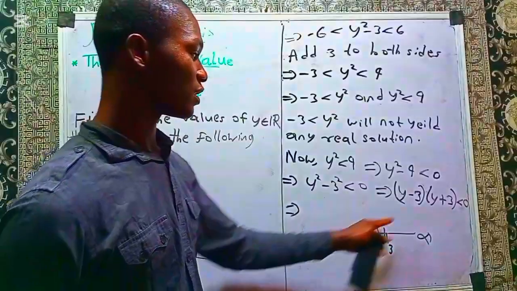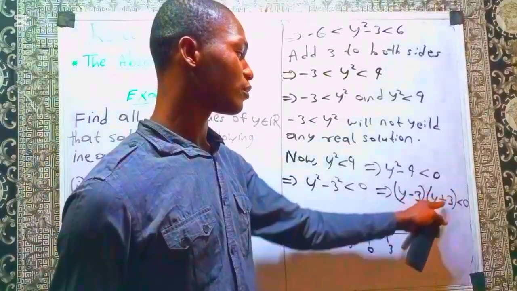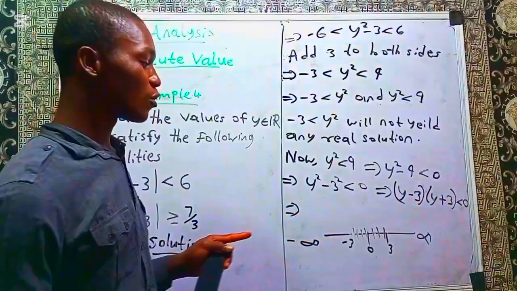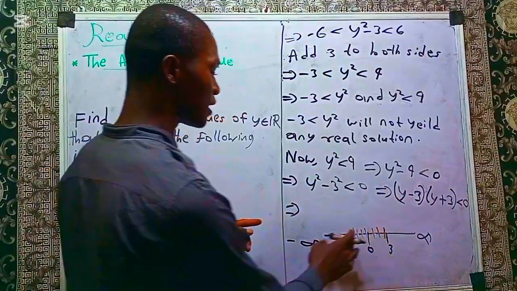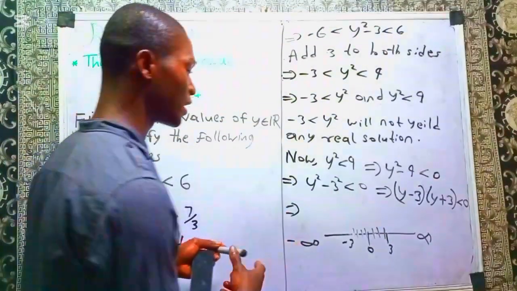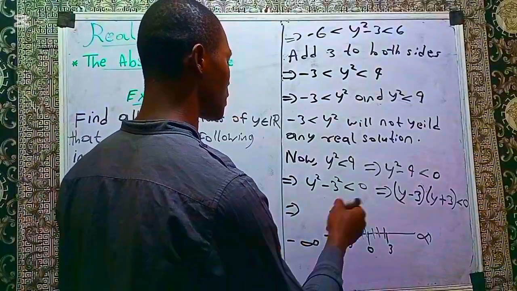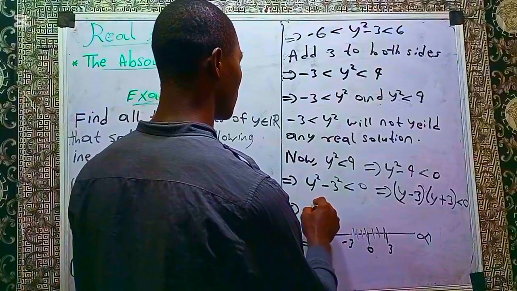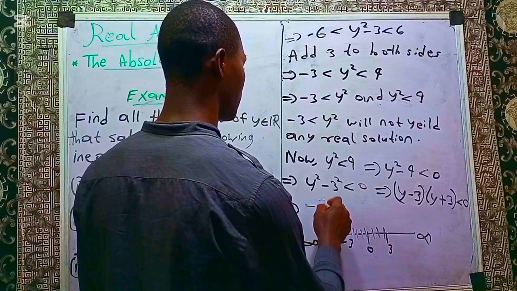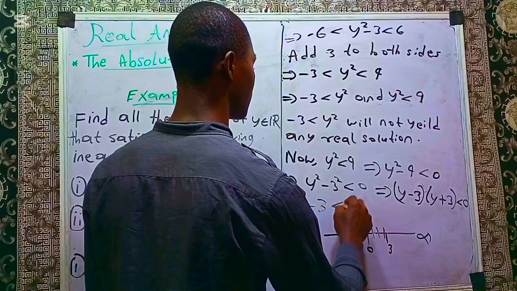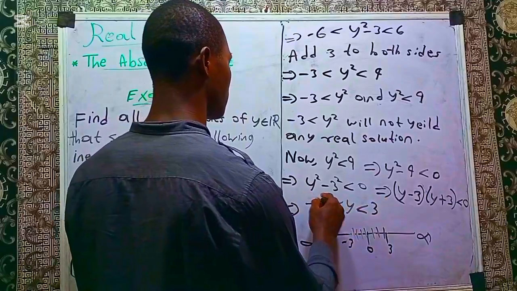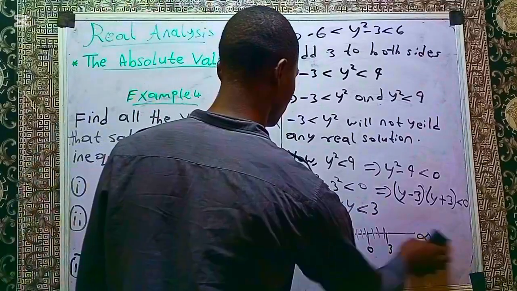If you put negative 3 for y, here will be 0. You will get 0 less than 0. So negative 3 should not be among. But all numbers between 3 and negative 3, excluding 3 and negative 3, will give you the required solution. So the solution will be negative 3 less than y less than positive 3. This is what we are going to get, right?